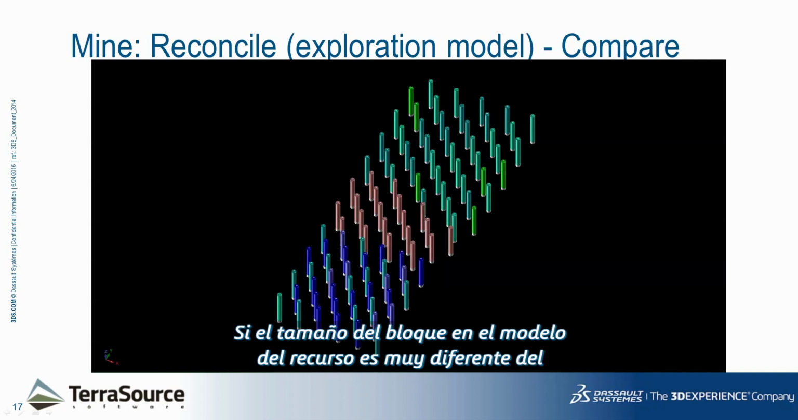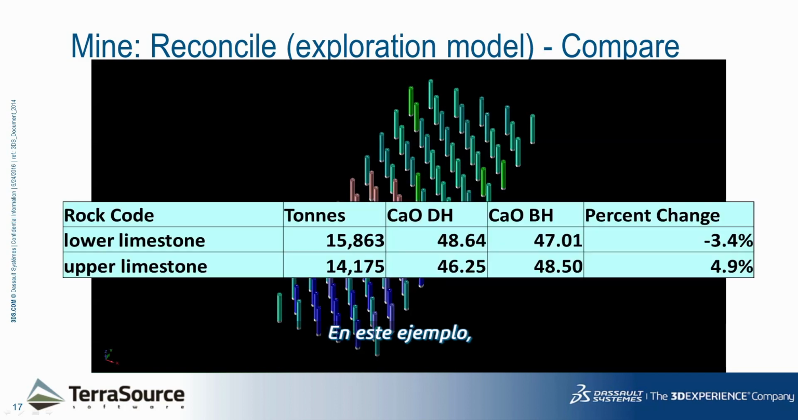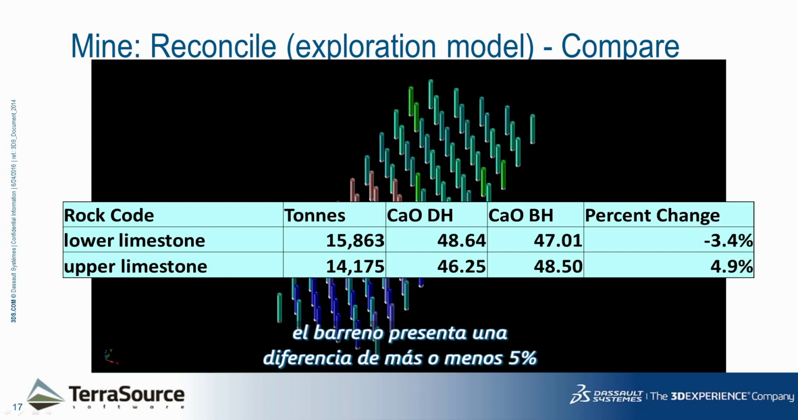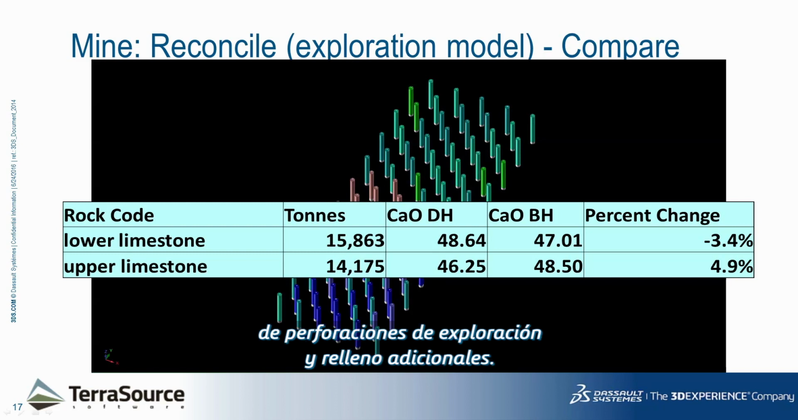If the block size in the resource model is significantly different than the blast hole spacing, a separate production block model may be necessary. In this example, the blast holes show a plus or minus 5% difference with the resource model results. The closer the values are over an extended period, the greater confidence there is in the initial resource model. If there is a large difference, additional fill-in exploration holes should be considered.